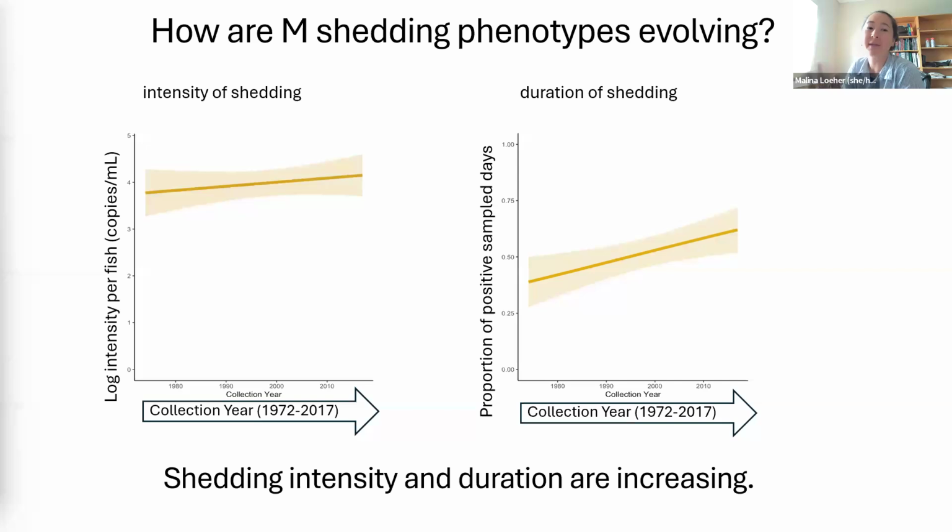And our next question was if the M shedding phenotypes are evolving in a way that could explain this virulence change as well.